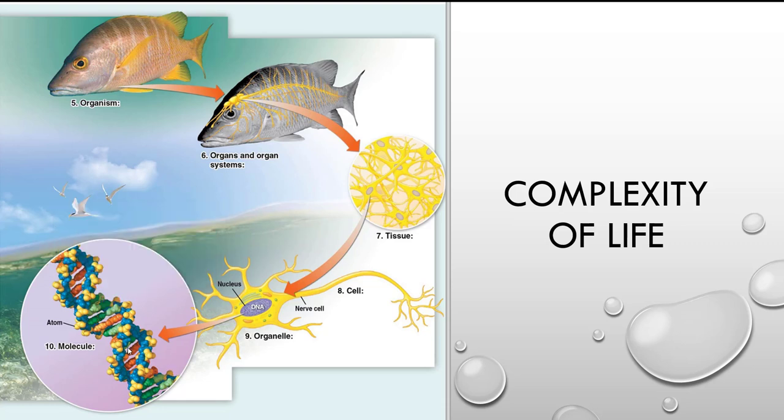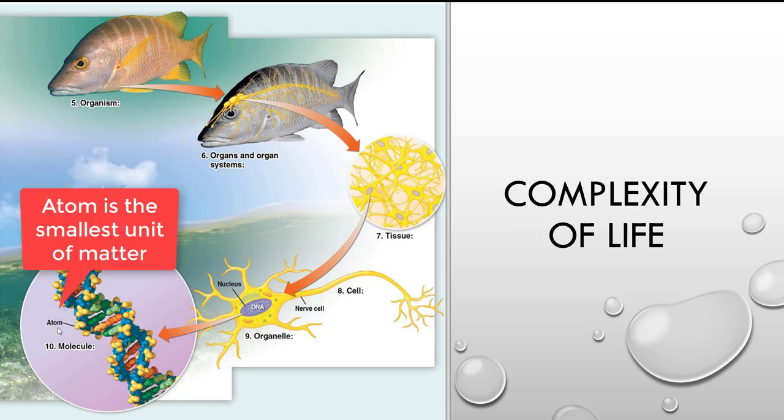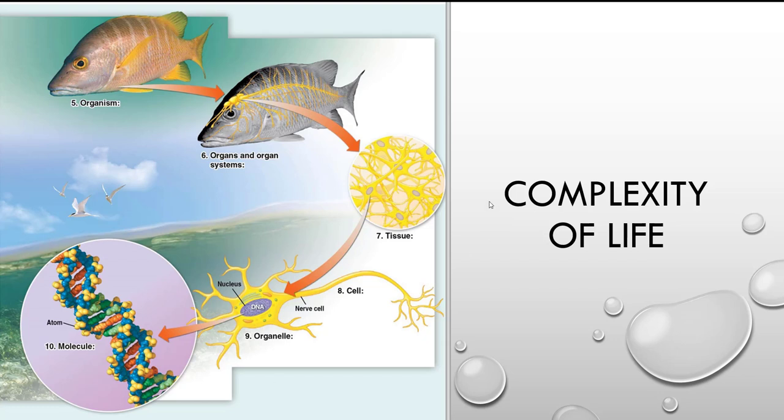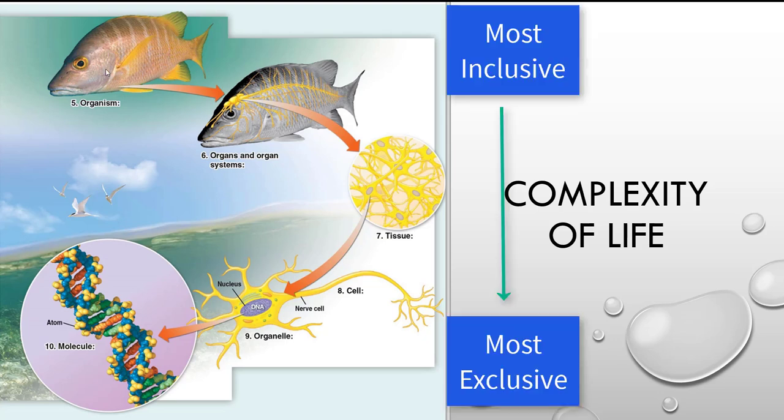And we can even get smaller than that and look at individual pieces of molecules, which we call atoms. So atoms are the smallest unit of matter. Okay? So this is the complexity of life. So we're looking at basically in this picture, the most inclusive to the most exclusive. All right, going down to the smallest unit of matter, the atom, and then the smallest unit of life, being the cell. Okay.